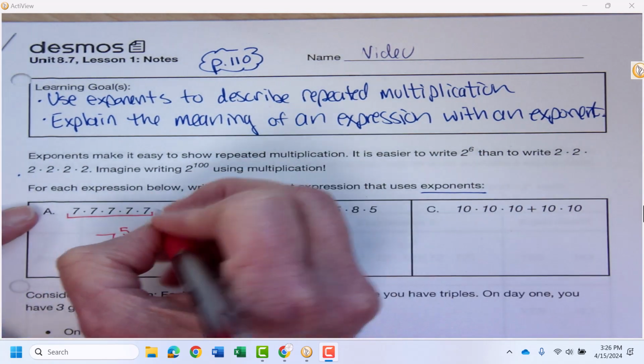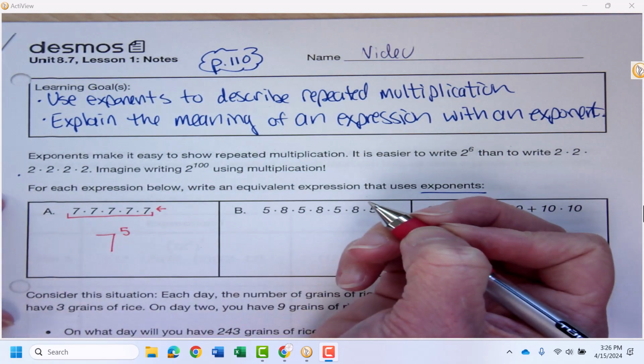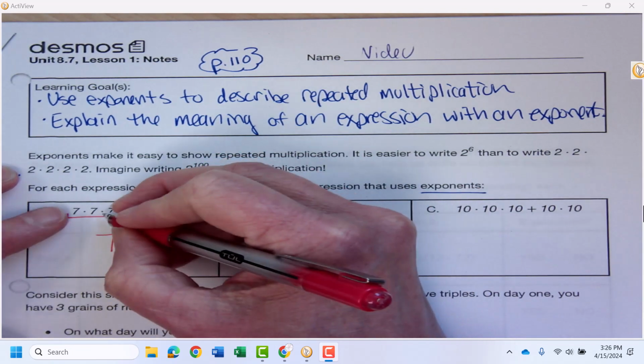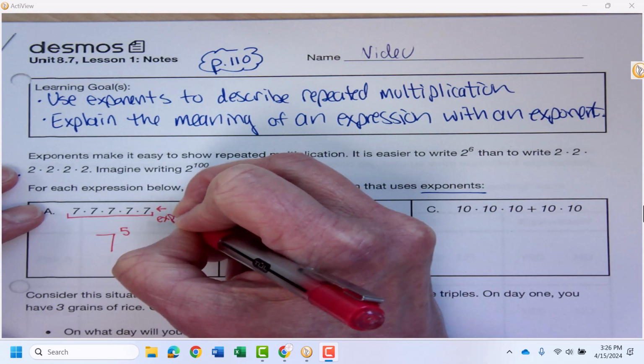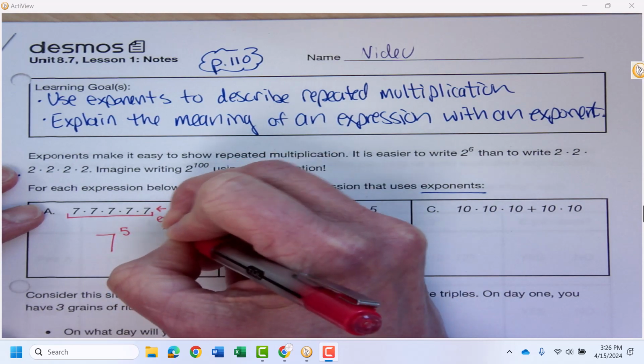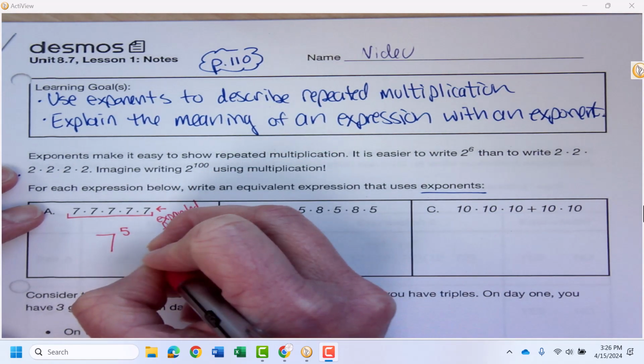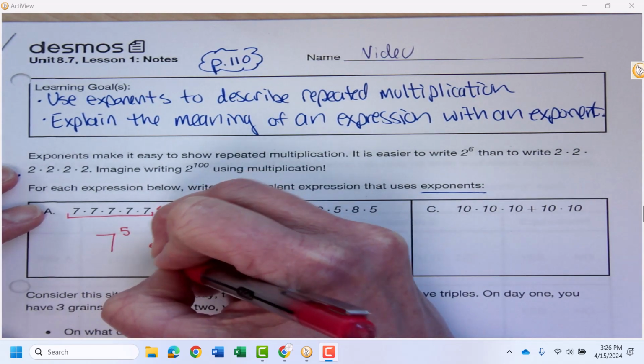By the way, we're going to be doing this a lot in this unit. When you see all of the factors, that's called expanded form. And when you see it written with an exponent, that's obviously exponential form.